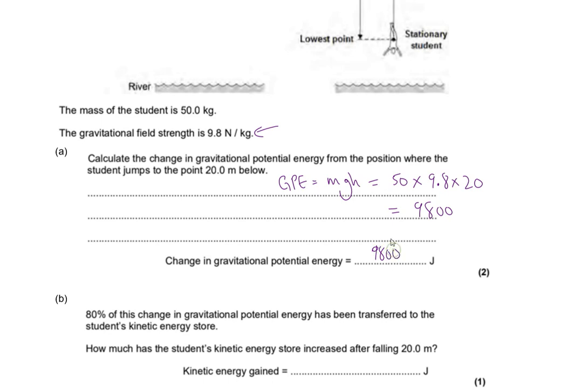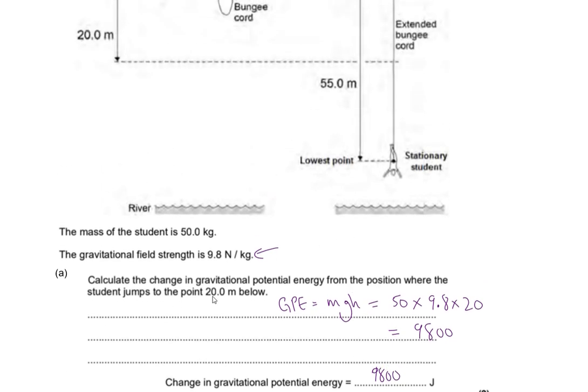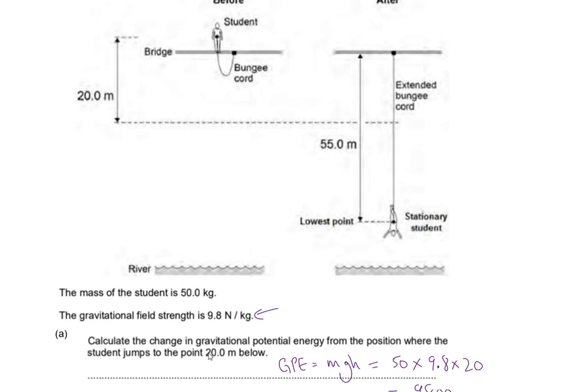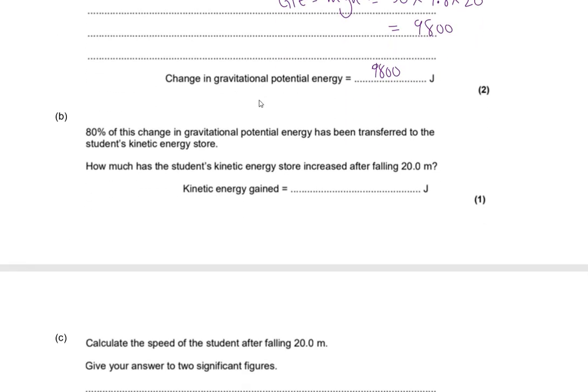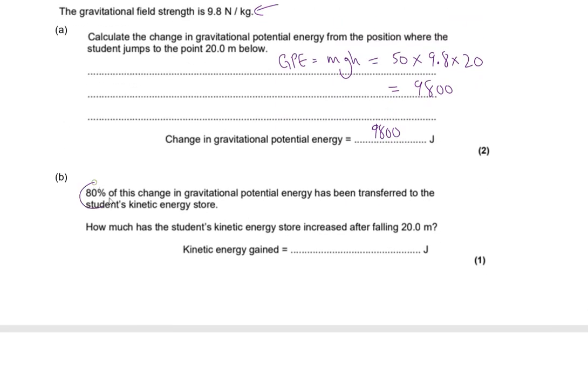Okay, so this is how much it got when it jumped to the point here. So at this point, that's where you got this much energy. Okay, now let's keep going. Now 80% of this energy has been transferred into the kinetic energy. So here it's telling us not all energy has been transferred to kinetic energy. Normally GPE is transferred into kinetic energy, but here that is not the case. So here only 80% of that.